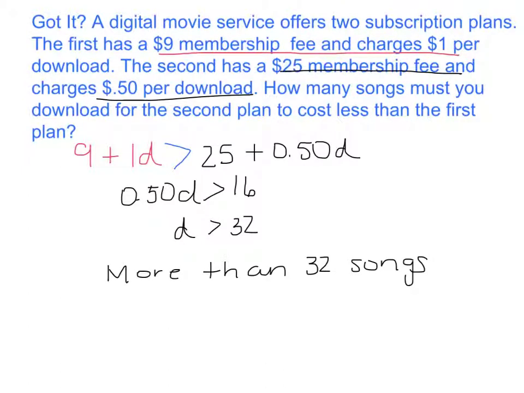Okay. So what I did was write the expression for the first plan, which is in pink, and the second plan I highlighted in black. And since they said how many songs must you download for the second plan to cost less than the first, that means the first is larger than the second plan. So that's why I use greater than. And I solved for D, and so that means that you must download more than 32 songs for the first plan to cost more than the second.